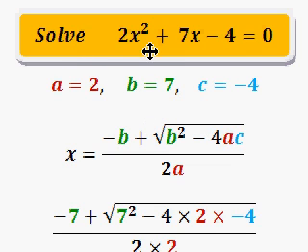We're going to solve this quadratic equation using the quadratic formula. All you need to know is what a, b and c are. A is always the number in front of x squared, so a is 2 in this case. B is always the number in front of x, so b is 7. And c is always the number that's left over, so c is -4.